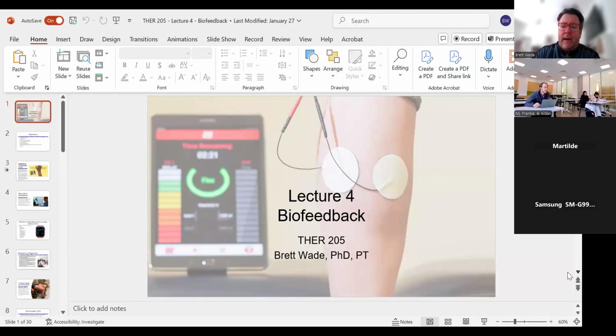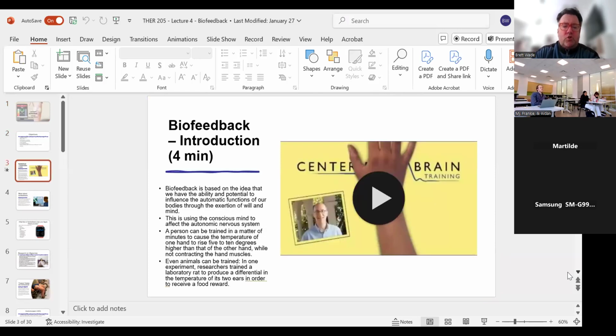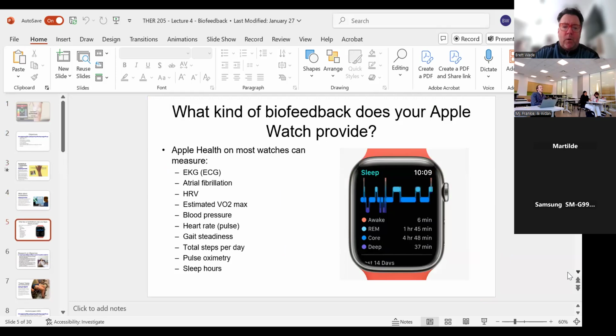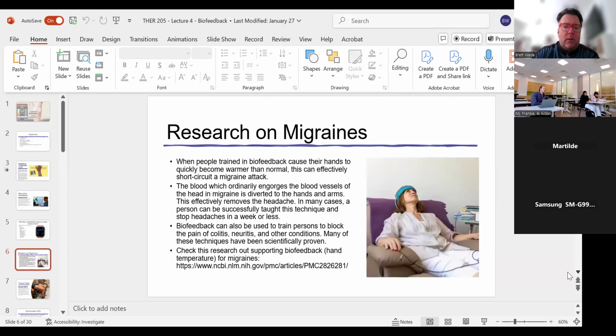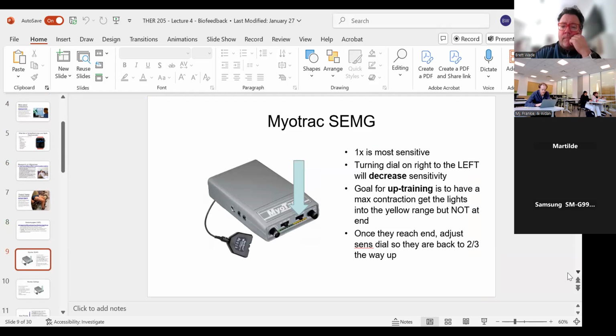Okay, so biofeedback. Here we go. Yeah, so background info here. Migraines, biofeedback. So I have a question on uptraining. What is uptraining? That's just increasing the number of motor units. So that's a question for sure. The MyoTrack surface EMG.